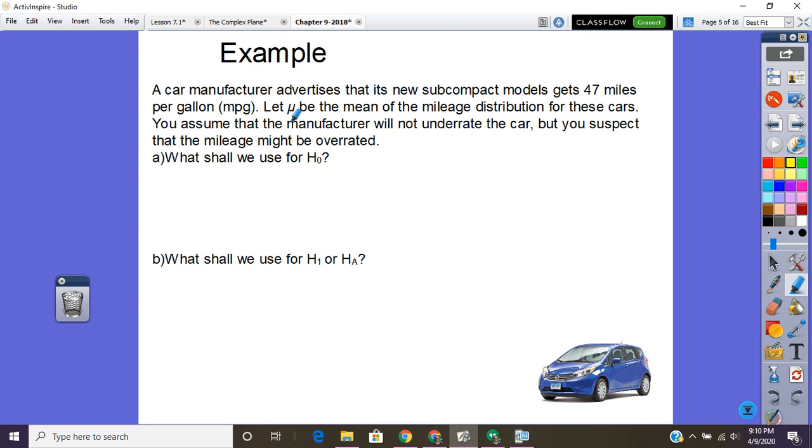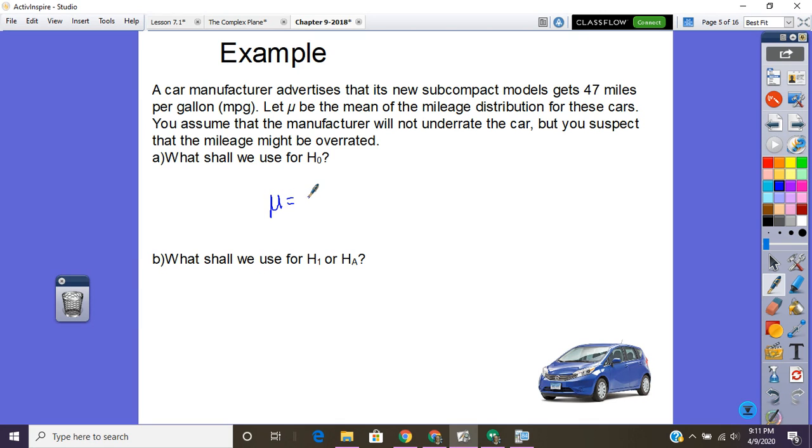So a car manufacturer advertises that its new subcompact model gets 147 miles per gallon. Let mu be the mean of the mileage distribution for these cars. You assume that the manufacturer will not underrate the car, but you suspect that the mileage might be overrated. So what should we use for the null hypothesis? This is what are they claiming? What is going to be true? And remember, this is a statement of equality. So we're going to have mu equals something.